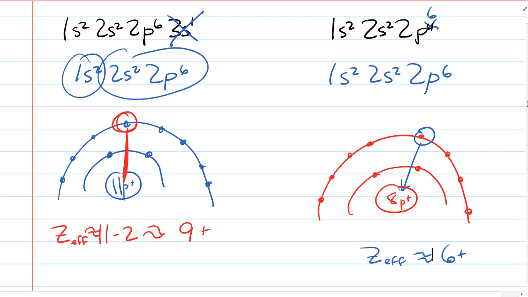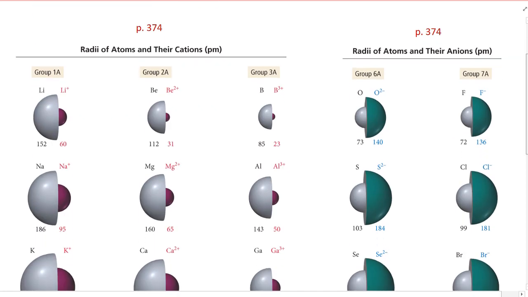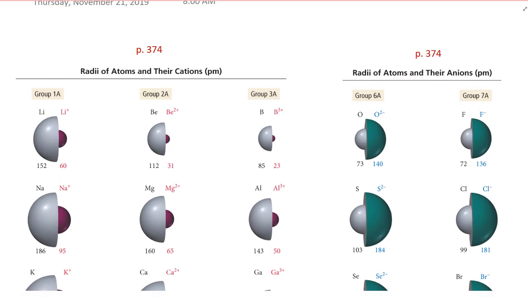So now, if we look at the diagram on page 374, this compares the size of the radii of atoms to their cations. Remember that cations are positively charged ions. On the left-hand side of each one is the size of the neutral atom. On the right side is the size of their respective cation. Notice in every case the cation is much smaller because if we're losing electrons, not only are we losing a shell, but we're also increasing the effective nuclear charge, which has the effect of shrinking them even more.